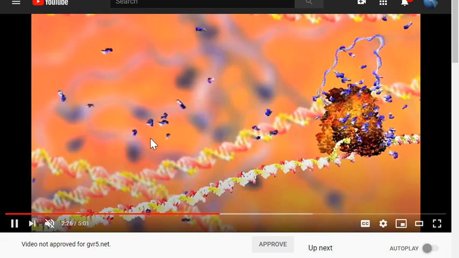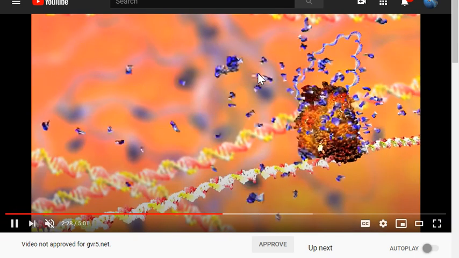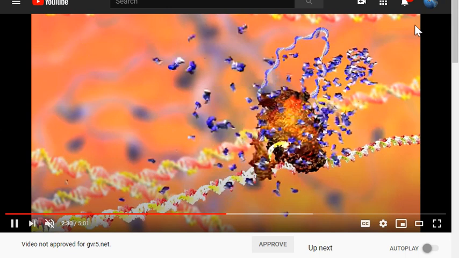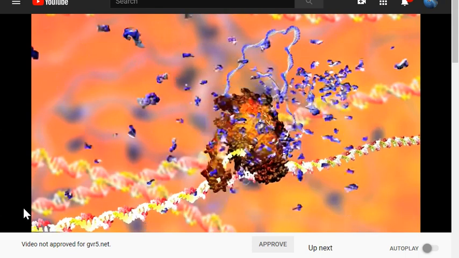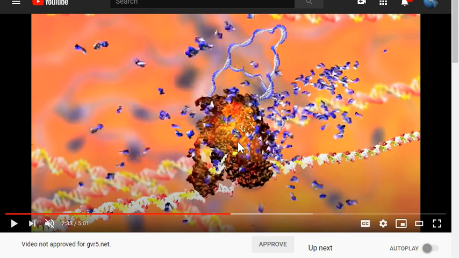All right, so we've got to make a protein. The instructions for mucin is in the DNA. This enzyme is reading the DNA and making mRNA, all right?